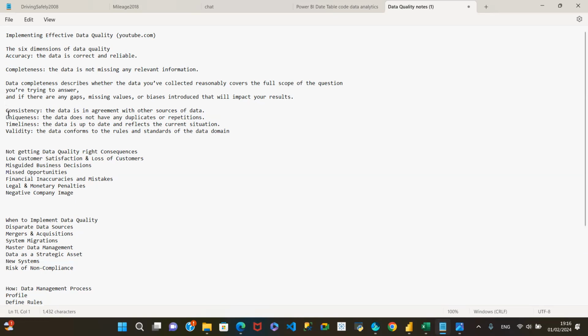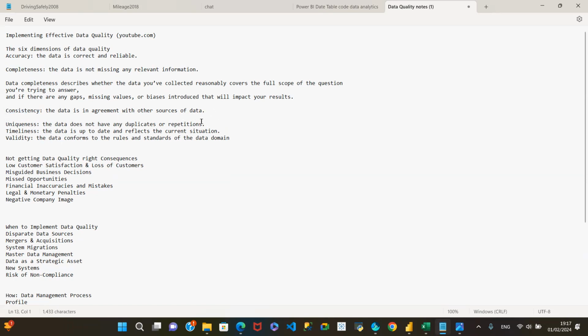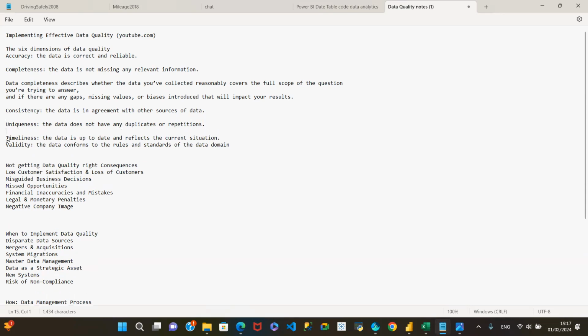Then we talk about the consistency of the data. How consistent is your data? Is your data format all in agreement with one another, and with other sources of the data as well? The uniqueness of the data. Are there duplicates within your data? Are rows repeated?